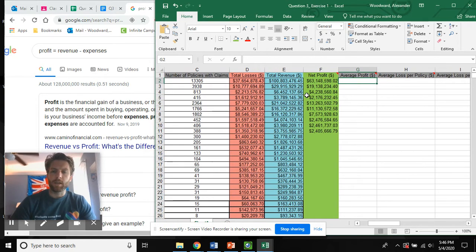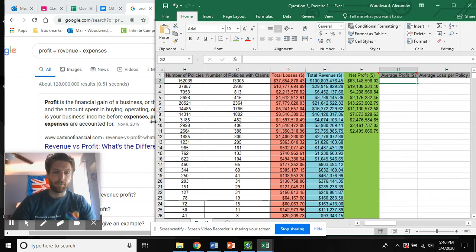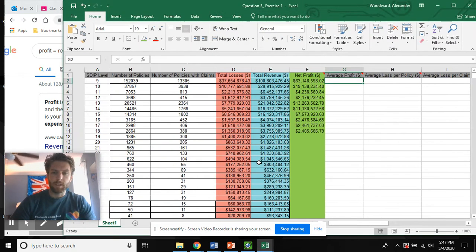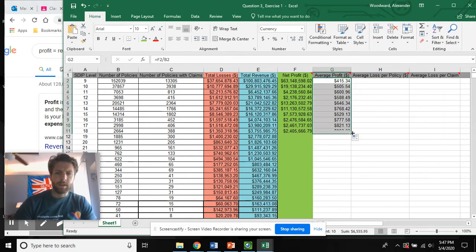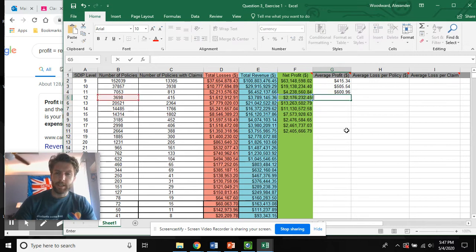Okay, so you can do that the same way, the same idea as I did for net profit. Basically, we'll just be doing equals net profit, and then the slash sign can be used for division, divided by the number of policies. Good, and it spits out your average profit. I could write that down, and it would automatically do it for all of your SDIP levels. Okay, so I think you guys get the idea here. That's how you're going to be filling in these 4 columns.